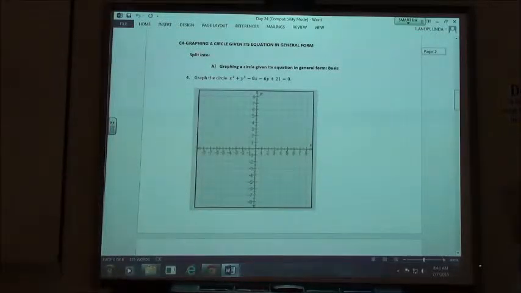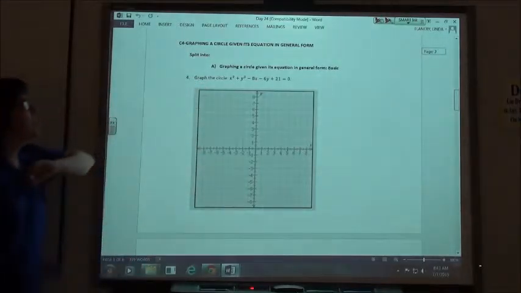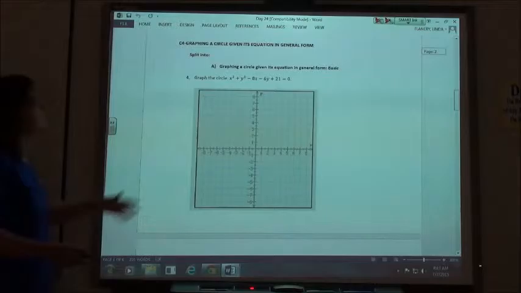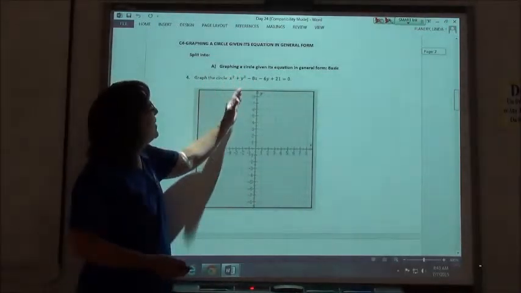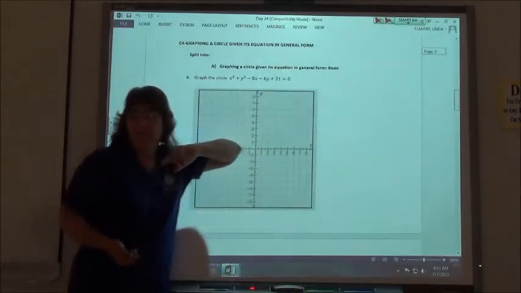The next ones, they're going to have you graph the circle in what they call general form by putting it in standard form and completing the square. So when I do this, first of all, I'm going to put my x's together, my y's together, my constant term over on the other side of my equation.